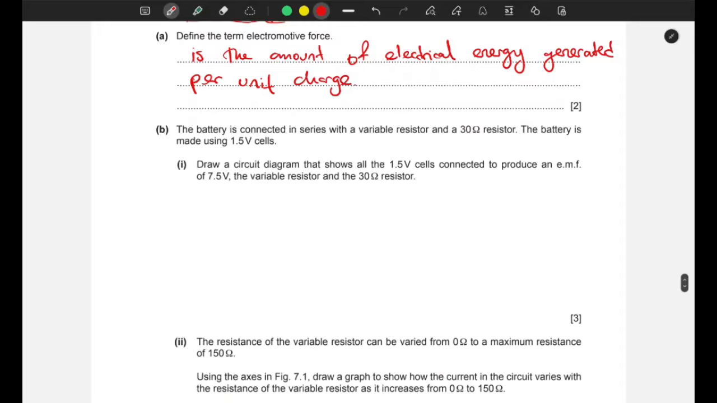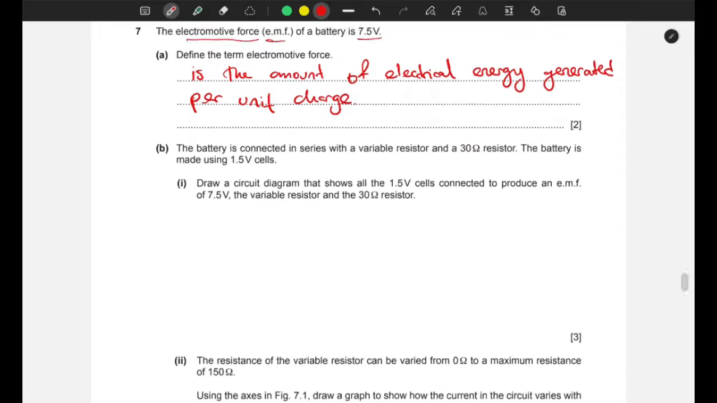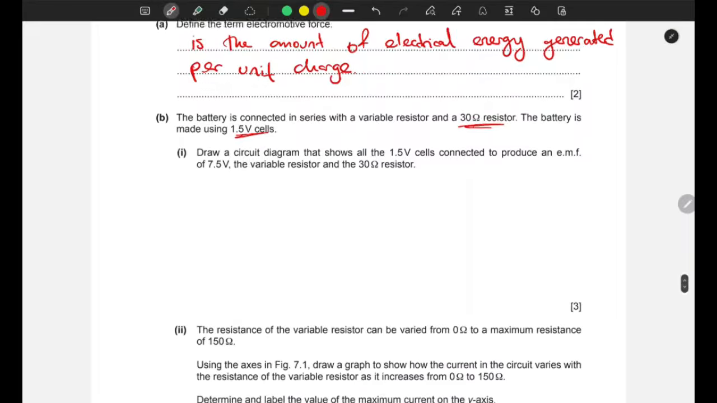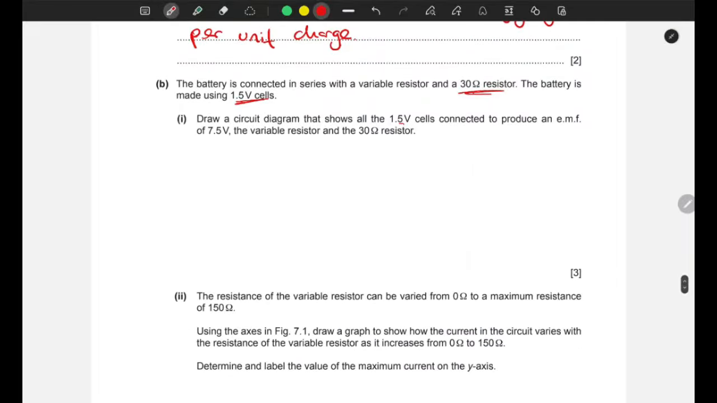That's an EMF of a circuit. Part B. The battery is connected in series with a variable resistor and a 30 ohm resistor. The battery is made using 1.5 volt cells. Draw a circuit diagram that shows all the 1.5 volt cells connected to produce an EMF of 7.5 volts, the variable resistor, and the 30 ohm resistor.